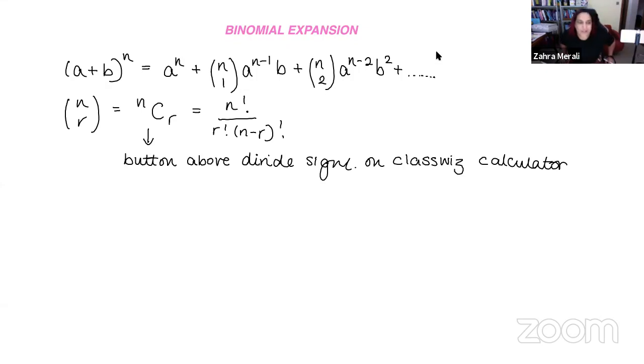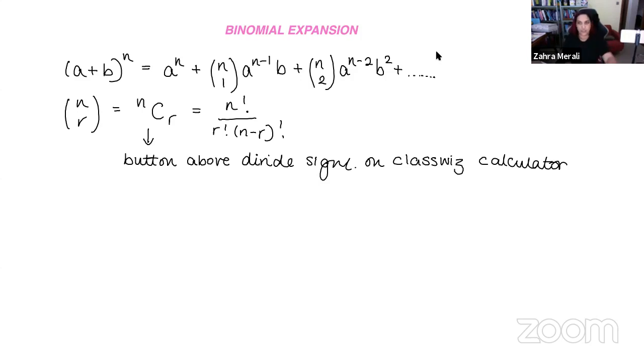So you've got (a + b) to the power of n, and a^n, n choose 1 times a^(n-1) b, and so on. And I'll explain what that all means, so don't worry about it. I'm just giving you what you already get given. So you have your formula book and you will have this. And what does this (n 1), (n 2) mean? It means n choose 1, n choose 2.